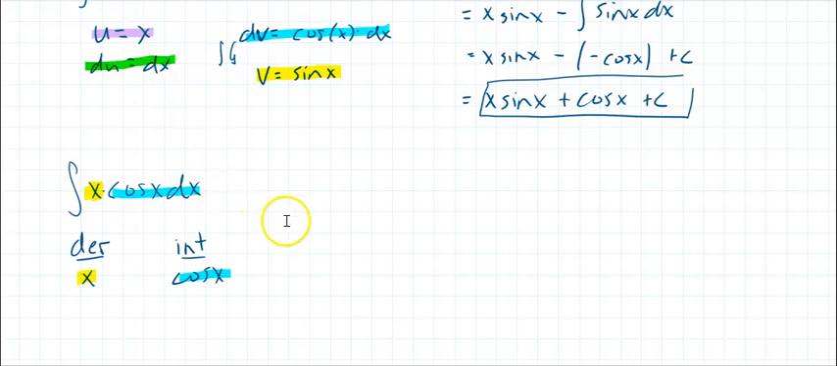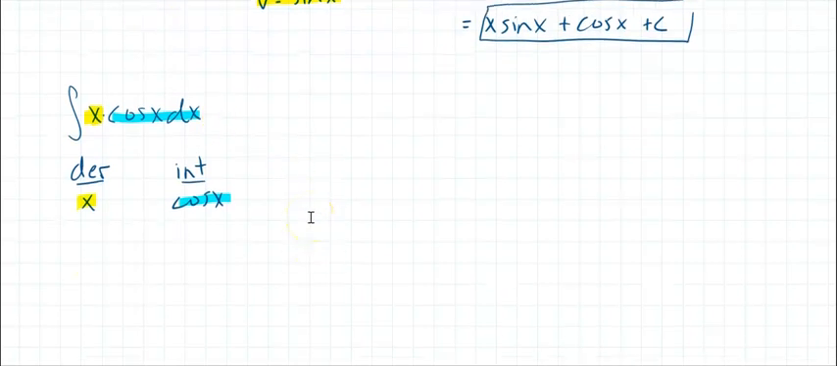And when I say dir, we're going to put that on the dir side, and we're going to derive it. So let's take the derivative of that. What's the derivative of x? It is 1. And then I'm going to do another layer of derivatives, and we get 0. Typically, when we're doing this dir and int, this integration by parts tabular method, we dir until we get to 0.